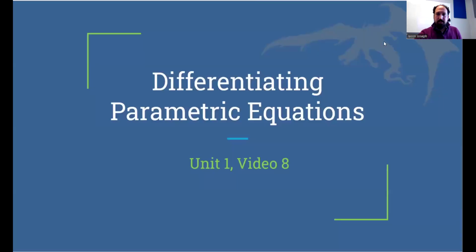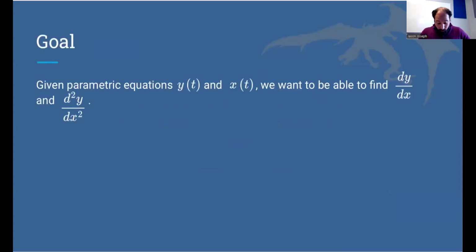Hello there. I'm Dr. Joseph, and today we're going to be differentiating parametric equations. So last time we introduced what these are. It's a way to have a little object running around the plane.